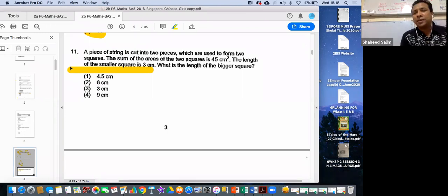Question 4 for Raihana. Raihana, if the bigger square is 9 cm, what's the area of the bigger square? You can use a calculator. If the bigger square length is 9 cm, what's the area of the bigger square? I can see you smiling. You know your mistake now. Bigger square, 9 times 9, 81. But they say the sum of the areas of the two squares is 45. You're making Shafika's mistake. We will call this mistake Shafika's mistake.